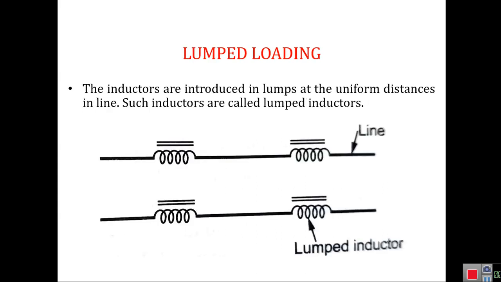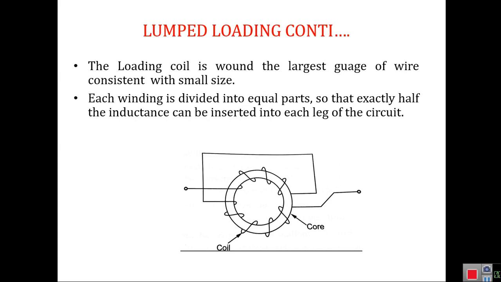Another one is lumped loading. Here the inductors are introduced in lumps at uniform distances in a transmission line. Such inductors are called lumped inductors. In lumped loading we will explain this using Campbell's equations. The lumped loading coil is wound with the largest gauge of wire consistent with small size. That means each winding is divided into equal parts, so that exactly half of the inductance can be inserted into each leg of the circuit.